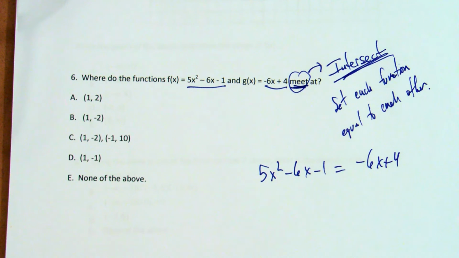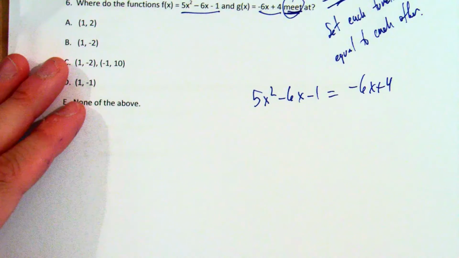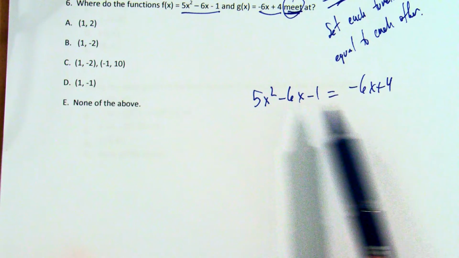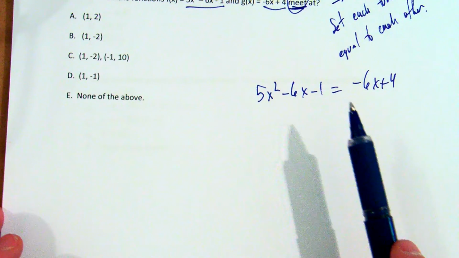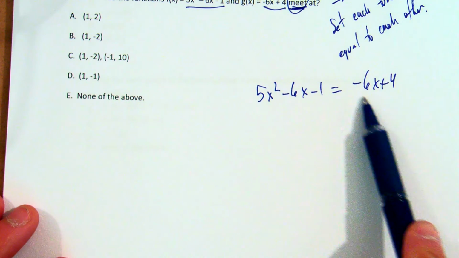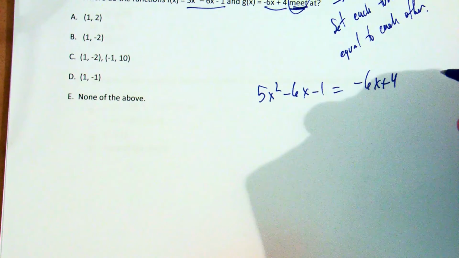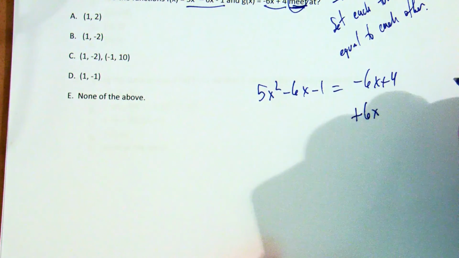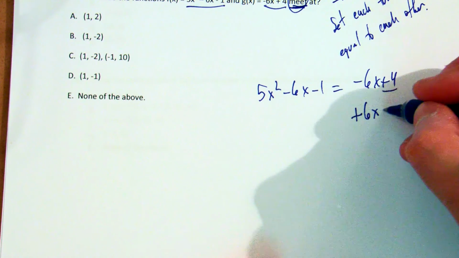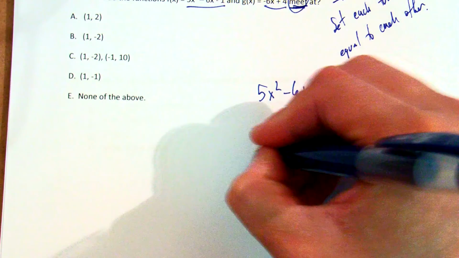How do I solve a quadratic? What's the first step? Set it equal to 0. So I'm going to need to move, should I move this stuff here or this stuff to this side? Yeah, I need to move all this stuff over here to this side, right? So I'm going to do the opposite. What's the opposite of this? Plus 6x. What's the opposite of this? Minus 4. I'm going to put it here. Plus 6x minus 4. And look what happens.